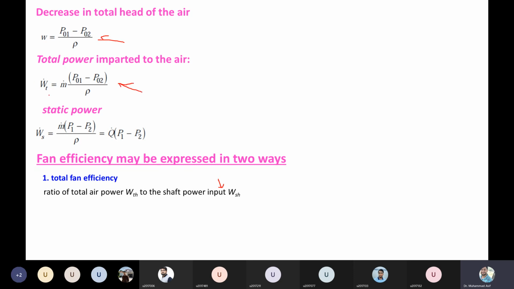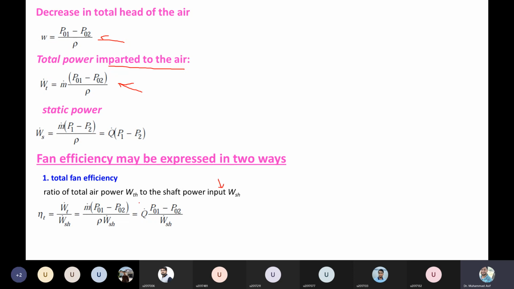Sorry, this is the total power that is imparted to the air. So this one, right? And this is the shaft power. This is based on the electric motor that you have installed. Normally this is the rated input power, normally mentioned on the nameplate of the electric motor. So we put both of the values, W_T, this value, and that W_shaft. So you can have the total fan efficiency.